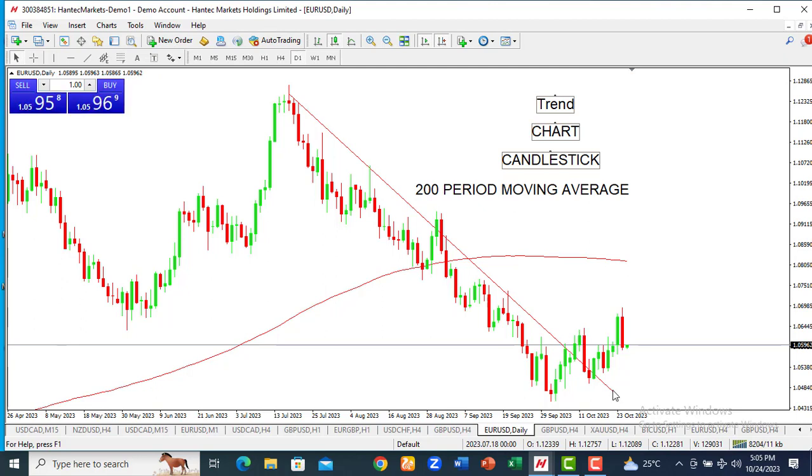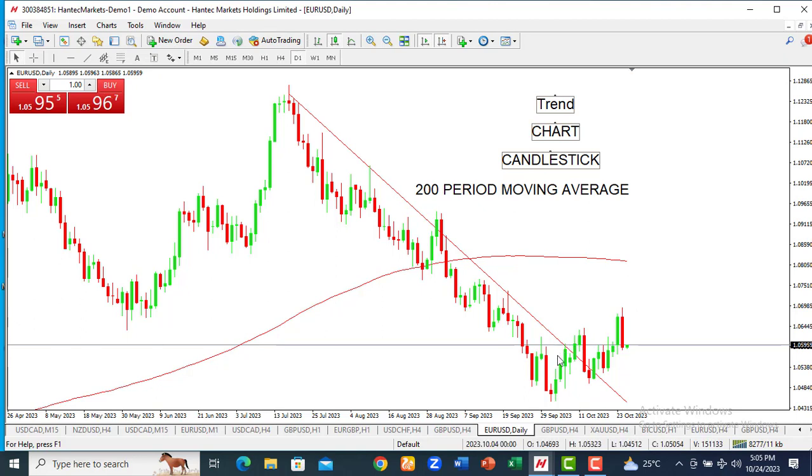Now remember, when a trend line is broken, what does it mean? It simply means that there is possibility for the trend to reverse. Not necessarily that the trend will reverse, but there is possibility for the trend to reverse. So you can see it has been selling, but here the market is out of the trend line.